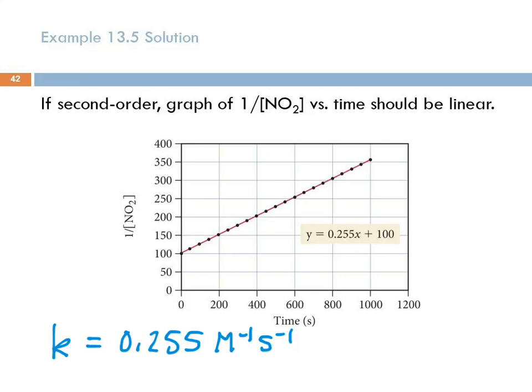If you were just looking at a graph like this and trying to determine the slope, slope is rise over run, right? The rise, the difference in y, divided by the difference in x. What are the units on the y-axis? 1 over molarity. What are the units on the x-axis? Seconds. So that gives us M^-1 s^-1. Questions?